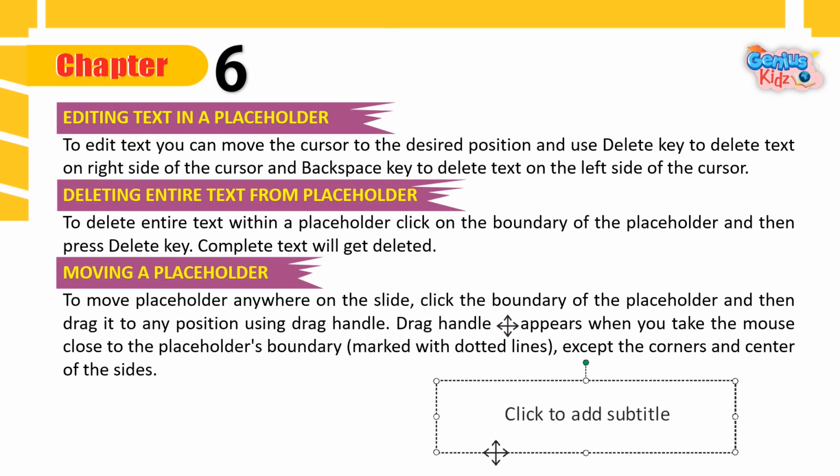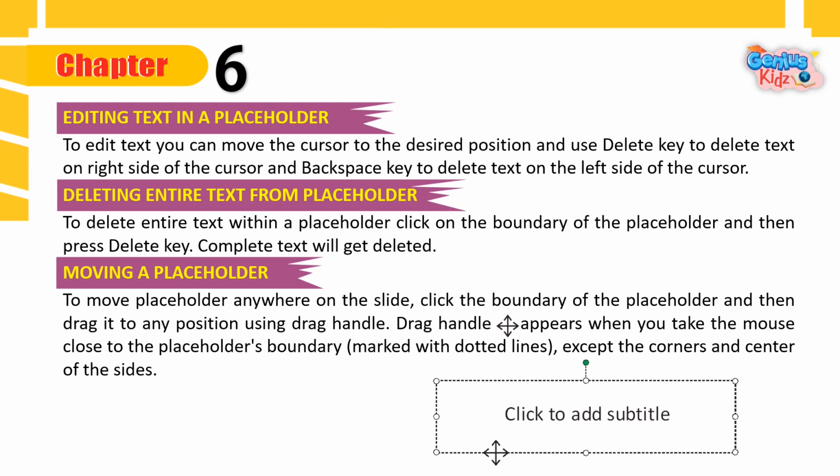Editing text in a placeholder. To edit text, you can move the cursor to the desired position and use the Delete key to delete text on the right side of the cursor and the Backspace key to delete text on the left side of the cursor. Deleting entire text from a placeholder. To delete entire text within a placeholder, click on the boundary of the placeholder and then press the Delete key. Complete text will get deleted.